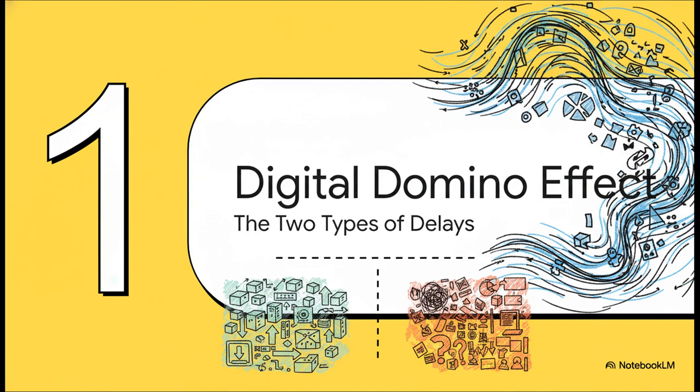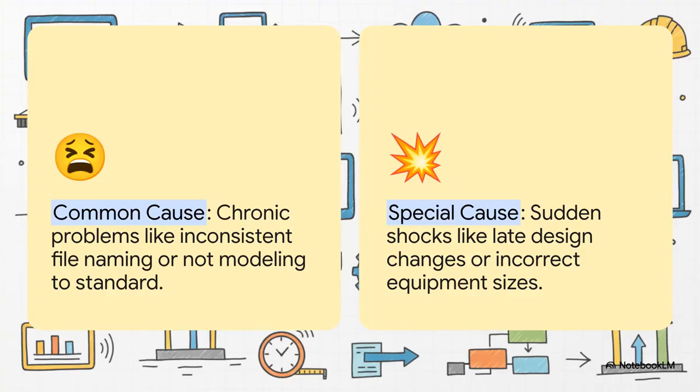Okay, so if we want to stop these shockwaves, we first have to get what's causing them. These disruptions are called variation, but here's the thing. They aren't all the same. They actually come in two totally different flavors, and knowing the difference is, honestly, the first step to taming all this chaos. So let's break these two types of variation down.